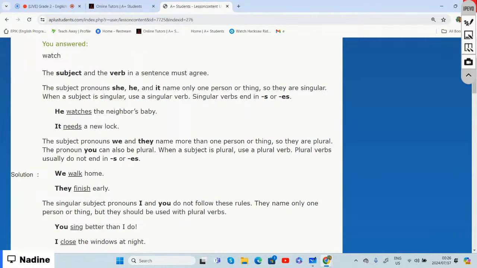Do I have to explain again? It's not clear. What is not clear? My explanation or the screen?